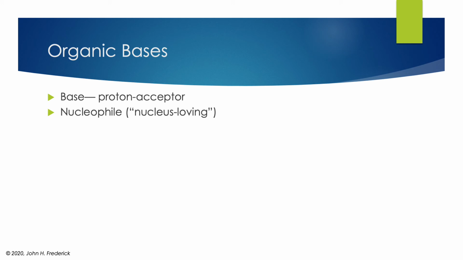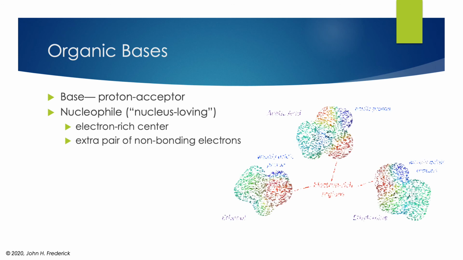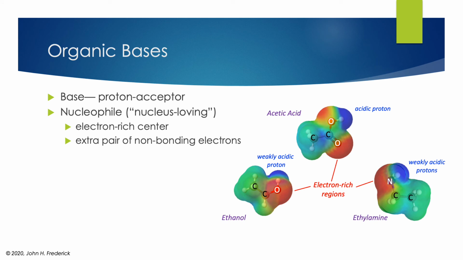Nucleophile is basically a phrase that means nucleus loving. And it usually has a couple of different features associated with it. It's an electron-rich center in a molecule, and it has an extra pair of non-bonding electrons. Now I'll look at some MEP surfaces of some molecules that show some basic activity, and you can see sort of what they might look like in this guise. Of these, ethylamine is the strongest of the bases, followed by ethanol and then acetic acid.